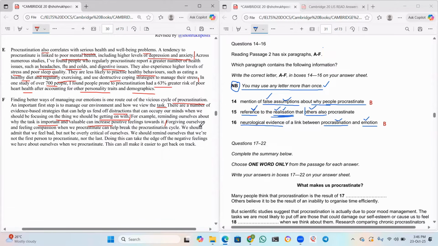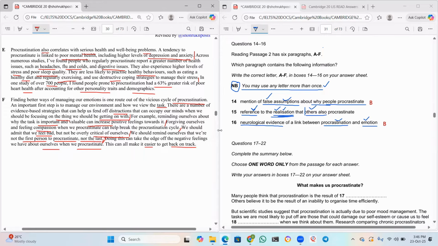Forgiving ourselves and feeling compassion when we procrastinate can help break the procrastination cycle. We should admit that we feel bad, but not be overly critical of ourselves. We should remind ourselves that we are not the first person to procrastinate, nor the last. Okay, I think I got my answer. Doing this can take the edge off the negative feelings we have about ourselves when we procrastinate. This can all make it easier to get back on track.